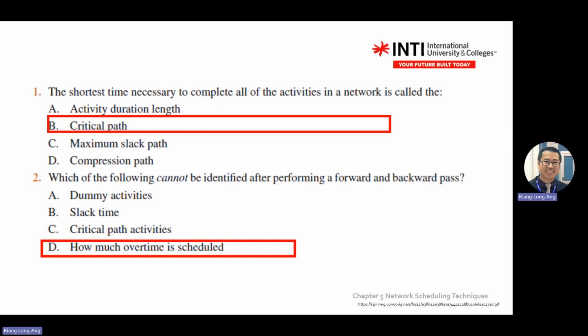When you draw network, you still remember sometime your sketch, you arrive at this one. Then you change this one, cannot. You change this one to dummy activity. When you do network, network cannot allow 2 arrows go into one. Cannot allow. You can only use dummy to split them. So overtime you cannot.